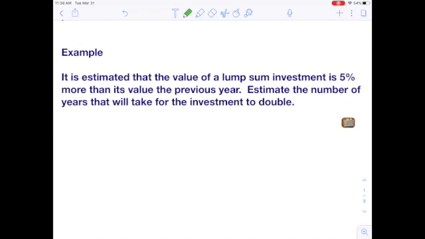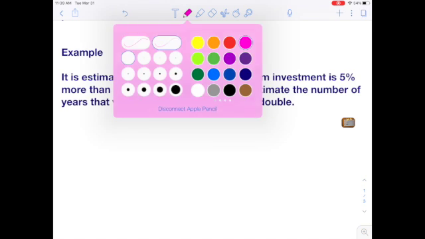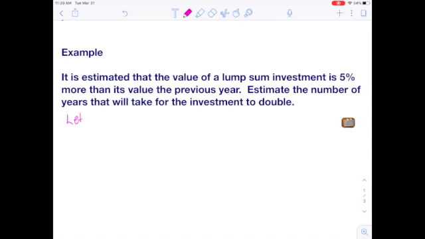To find depreciation, you can use the same formula as for compound interest, but the rate will be negative instead of positive. In our first example, it is estimated that the value of a lump sum investment is 5% more than its value the previous year. Estimate the number of years that it will take the investment to double. So we don't know our starting amount and we don't know our ending amount. So we're just going to call our starting amount, our present value, PV, the variable A maybe.